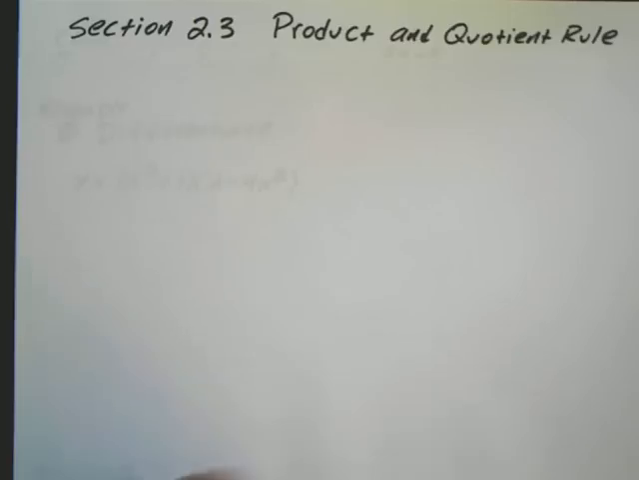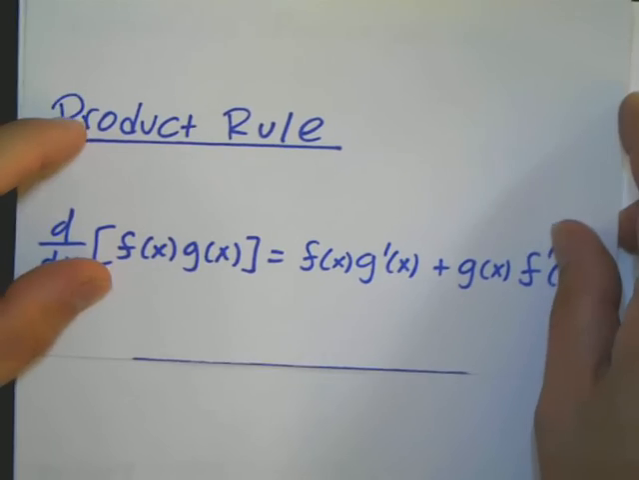This is section 2.3, using the product and quotient rule to find derivatives. Now, first up is the product rule.